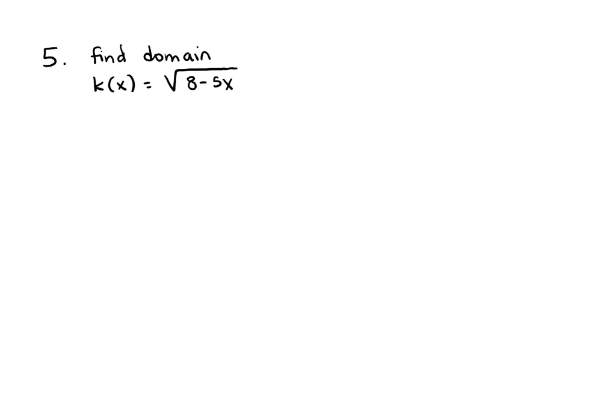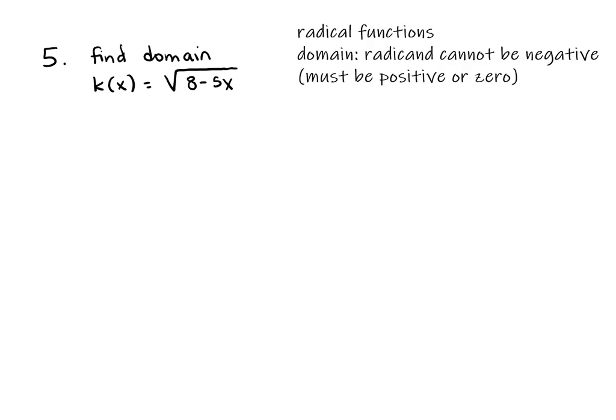This next function is a radical function, not to be confused with the rational function that we just finished, but radical because it has a radical sign, and it has a special domain. The radicand, the part inside the radical, cannot be negative. It can be positive and it can be 0. And we write positive as greater than 0, and write 0 as equal to 0.